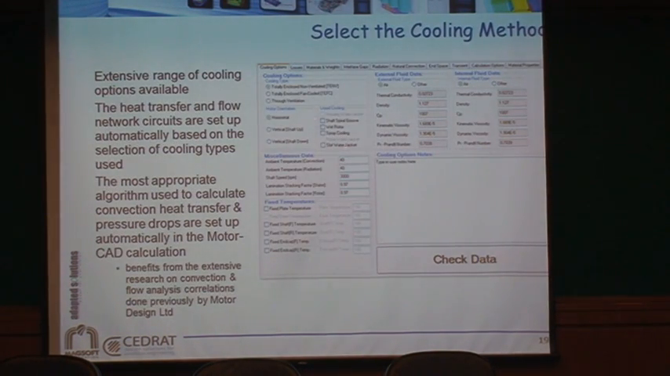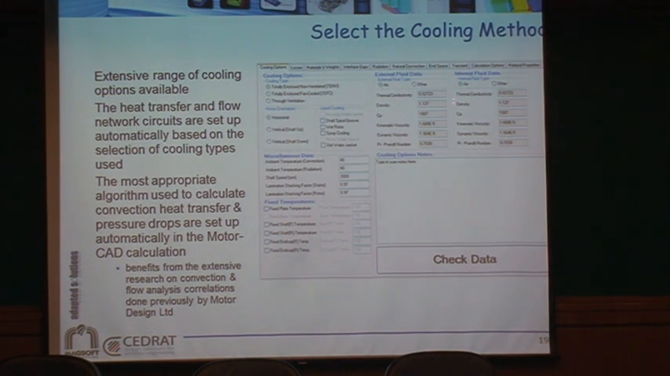Once you put the winding, you can select the cooling method. So here is the sheet where you get the cooling. Now you can see the cooling options. You can have the cooling type. This is totally enclosed, non-ventilated. Then we have totally enclosed, fan cooled, through ventilation.